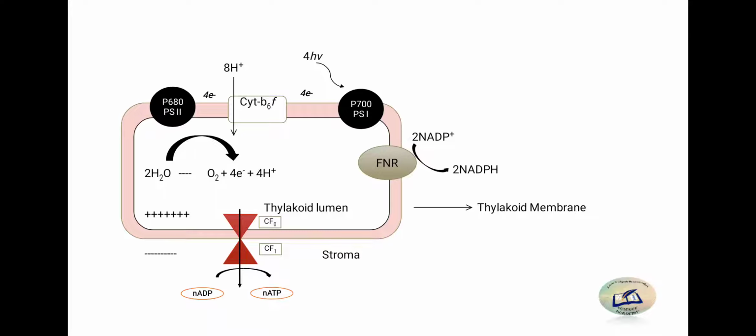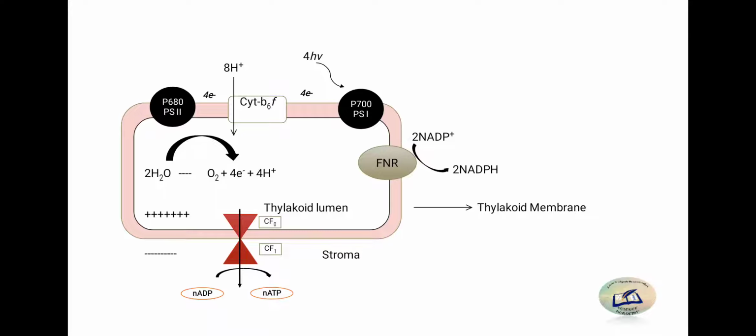Okay. So for understanding, just assume that 2 protons are absorbed while the electrons are passing and releasing energy. Simultaneously, 2 protons are absorbed from the stroma by the B6F complex and pumped into the inner layer, which is the thylakoid lumen. So 2 protons are injected inside the lumen.